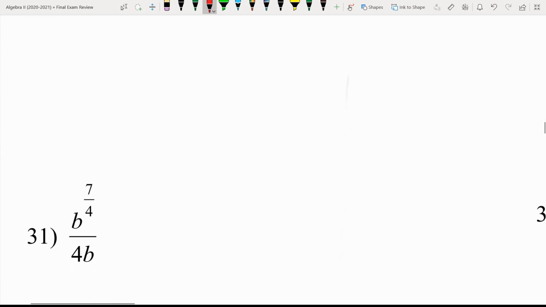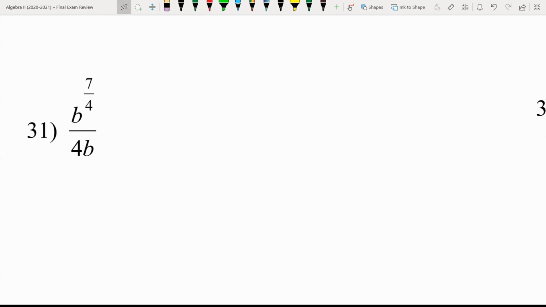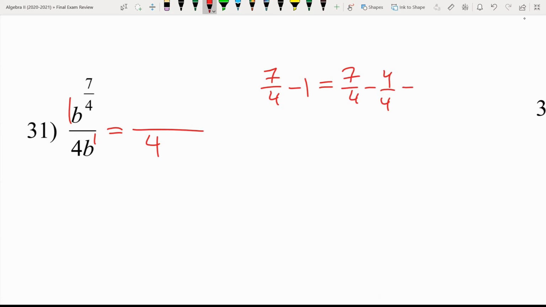Nothing too fancy there. Down here, this one's a little bit different. That 4 is staying put down there. There's no way I can reduce that. That's the only number I have here. Technically, there's a 1 on top. So this here is b to the first on the bottom, and I've got a b to the 7/4 on top. Remember, when you're dividing like bases, you subtract the exponents. So this is really 7/4 minus 1, or 7/4 minus 4/4 with the common denominator, so that is 3/4. So this ends up just being b to the 3/4 on top.